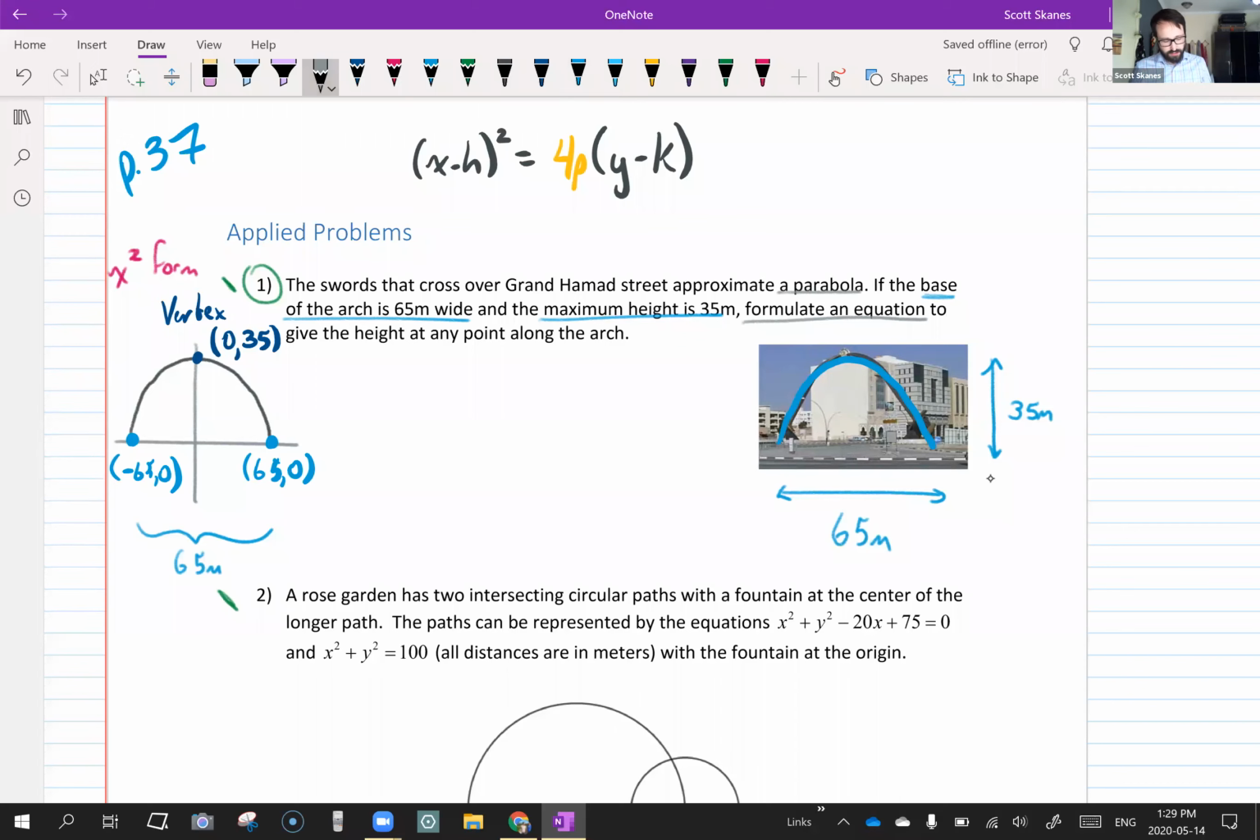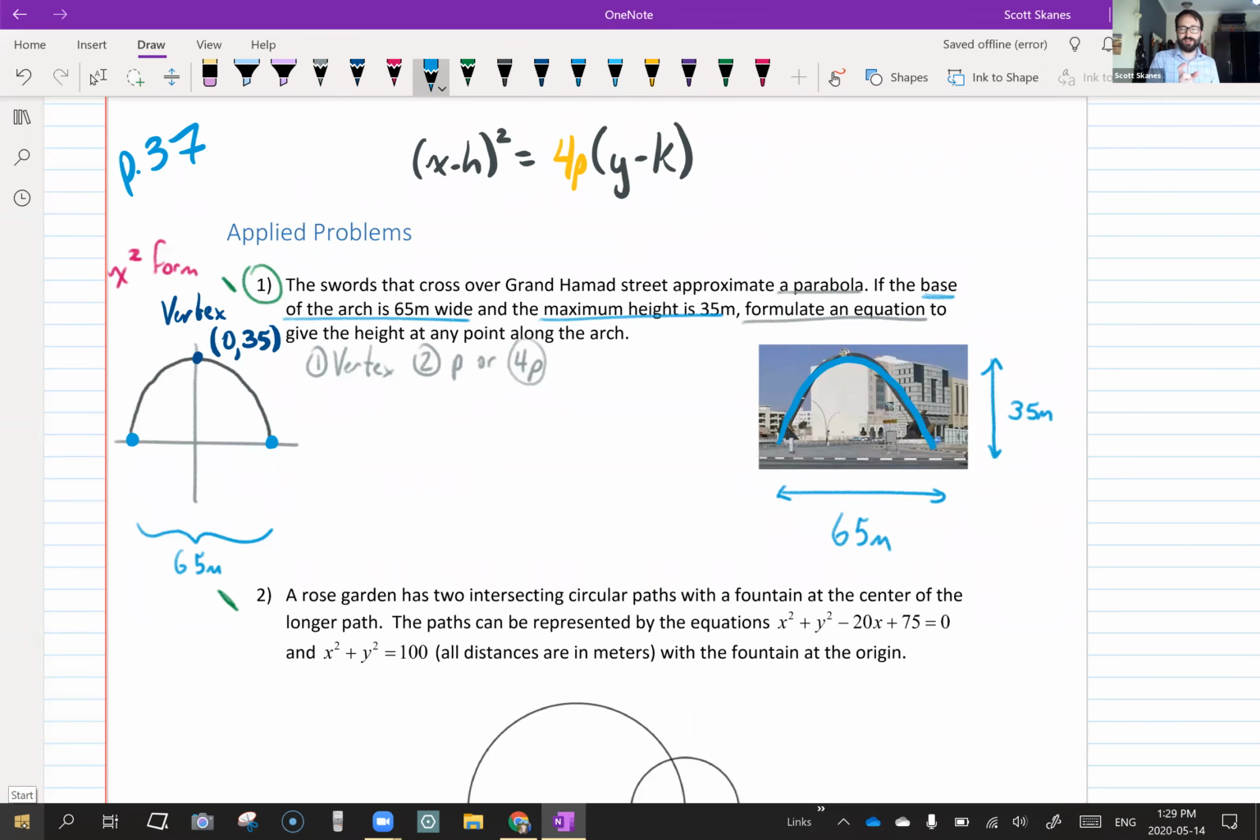Now, let me try to summarize what I said earlier. We really only need two things. We needed the vertex to solve this, and we also needed, sorry, Ali, we also needed to get P, or more specifically, we're going to get 4P. And yes, you needed to do it in half.